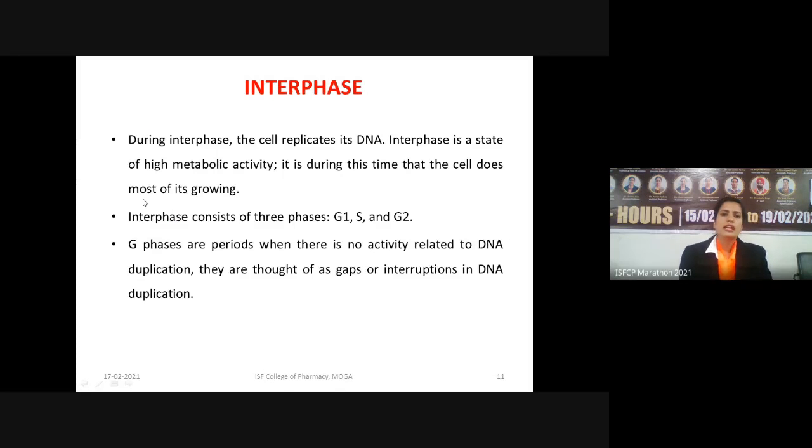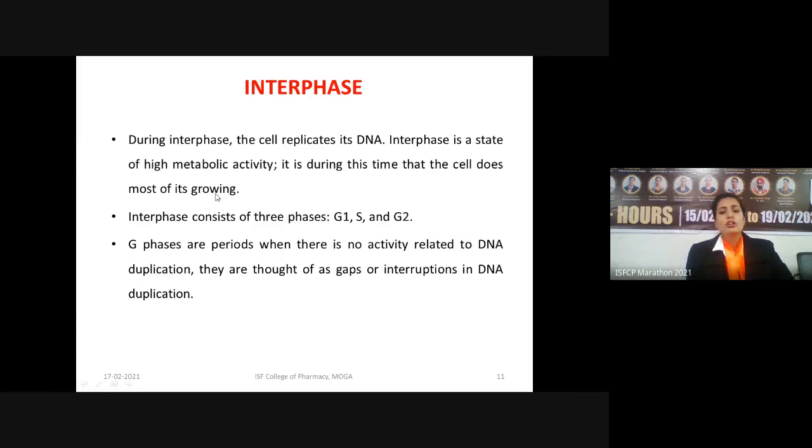Next we have interphase. As I told you previously, in interphase there is no division. But there is a series of phases like G1, S and G2. During this phase, only the replication of the DNA takes place. So interphase is a state of high metabolic activity. During this interphase, the cell does most of its metabolic activities like growing.